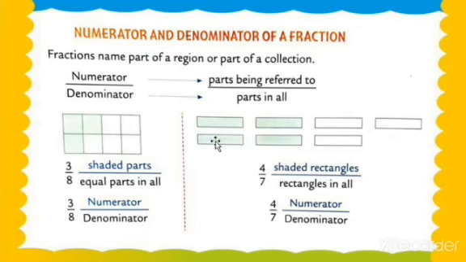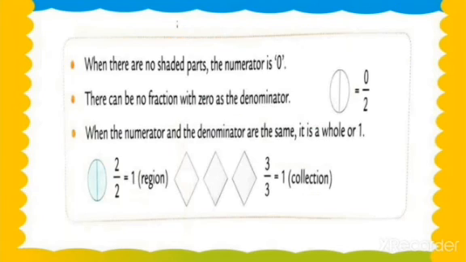So that's why we write 4 in the numerator and 7 in the denominator. Why 7? Because there are 7 rectangles. And why 4? Because there are 4 shaded rectangles. Understood, my dear students? Now we move on to the exercise further, exercise number 7.